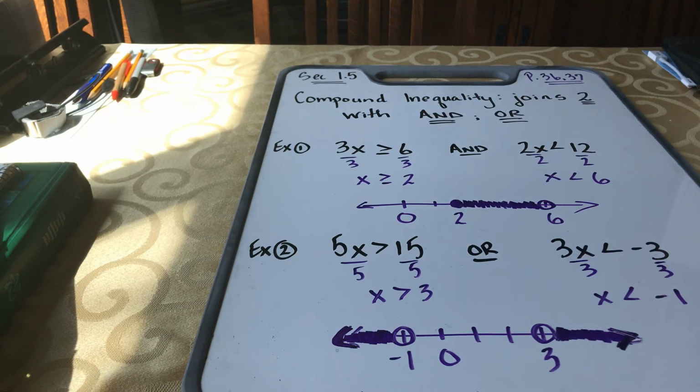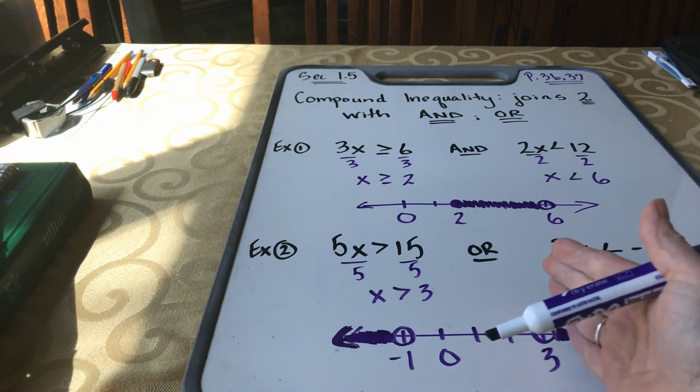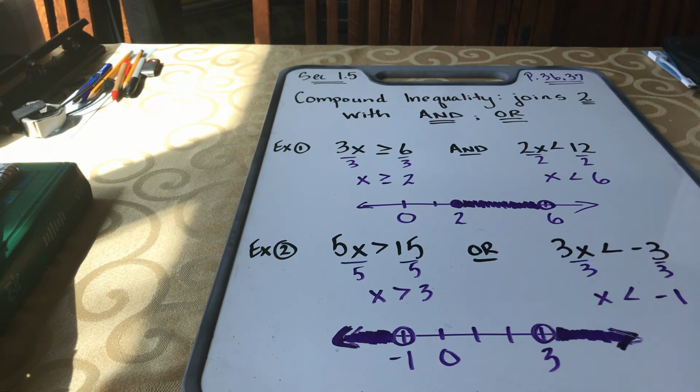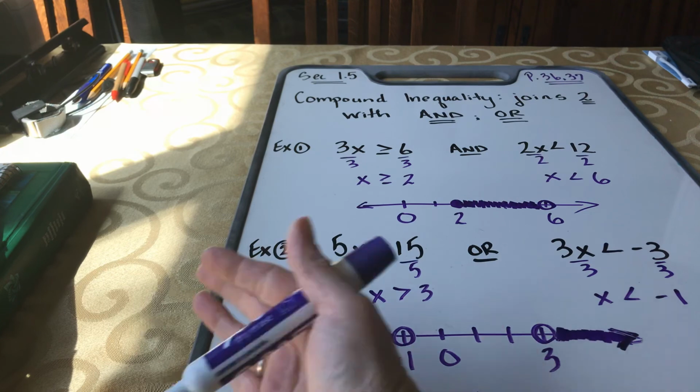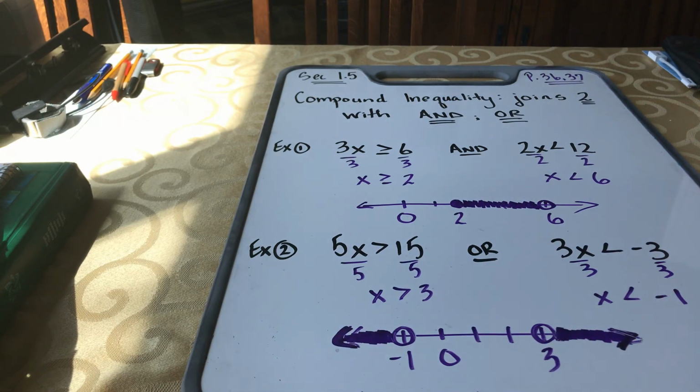Okay, so you can see the or number line looks a little bit different than the one we did for the and. So it can be greater than 3 that way, or it could be less than -1 going in the other way. All right, there you go.